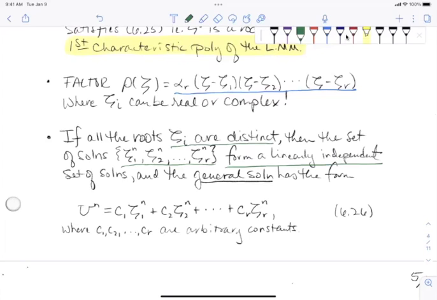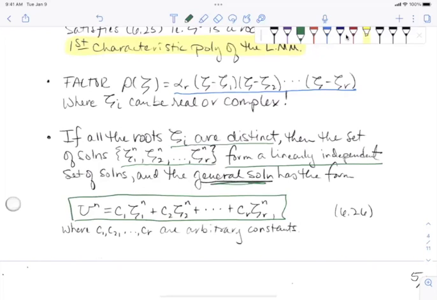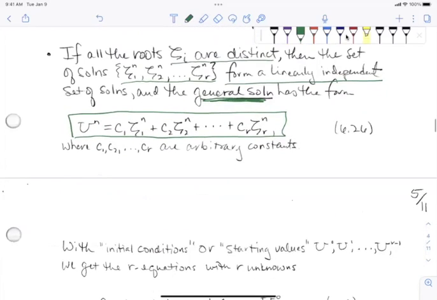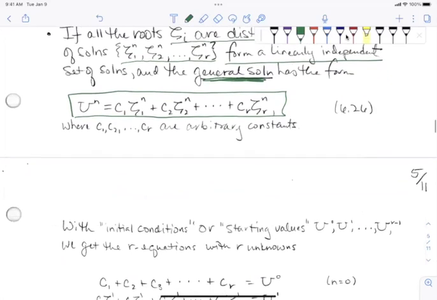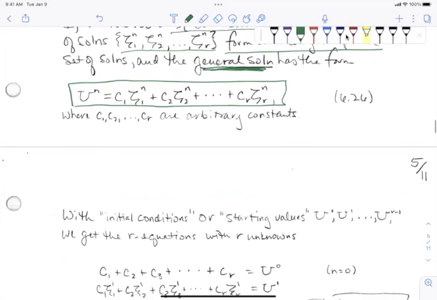And this may seem also familiar to you. I can then generate a general solution to that difference equation, which is any linear combination where the C1 through the CR, those are arbitrary constants. This is my form of U superscript n. All right, so I have generated my general solution to my difference equation.